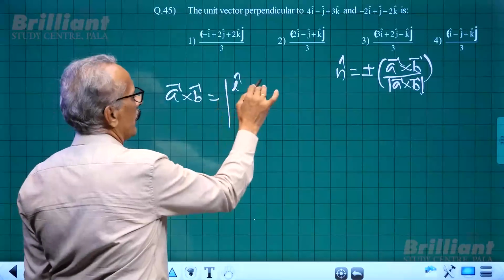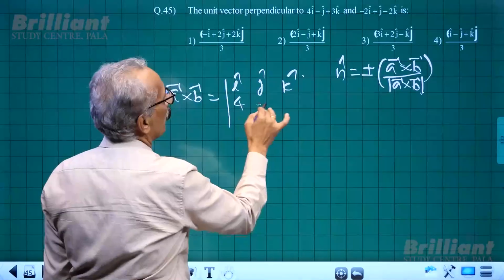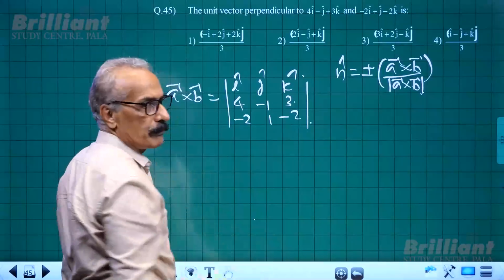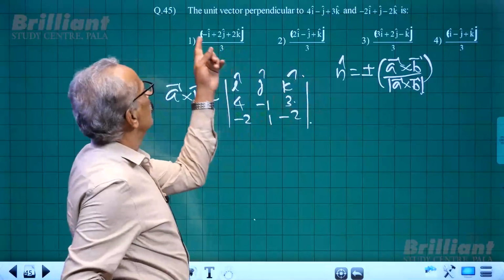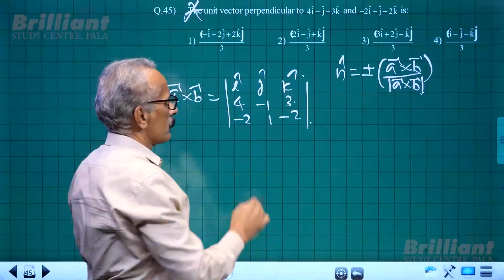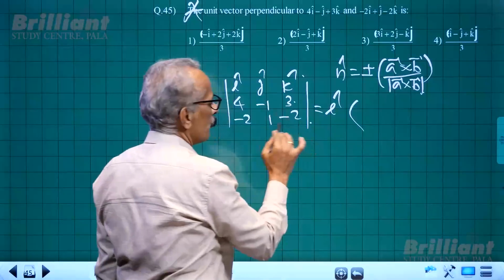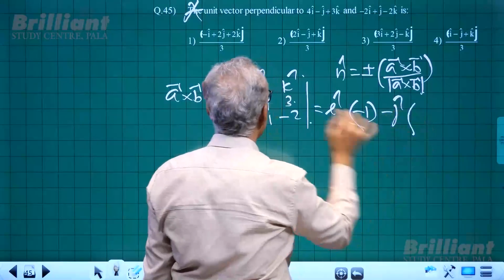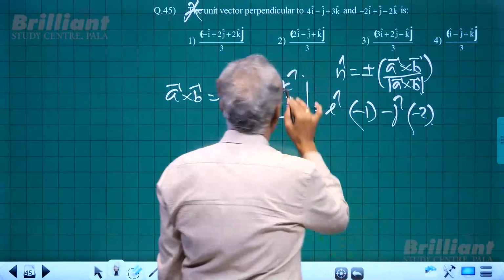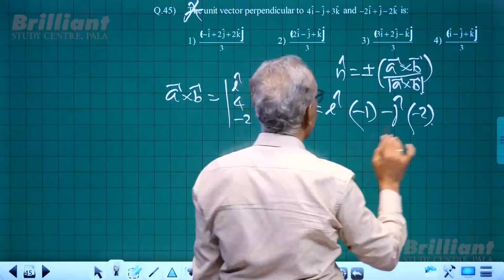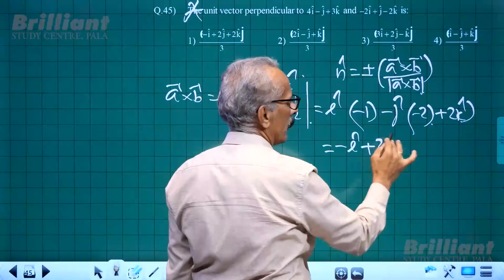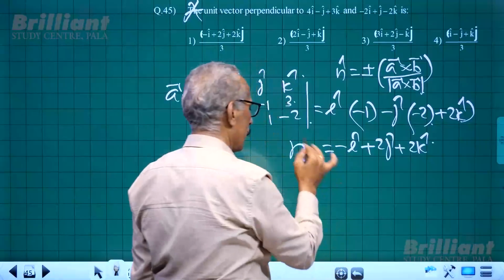That is determinant IJK, 4, minus 1, 3, minus 2, 1, minus 2. Please calculate A cross B. Any unit vector perpendicular to this can be this. So this is i into 2 minus 3, that is minus 1, minus j into minus 8 plus 6, that is minus 2, plus k into 4 minus 2, that is plus 2k. That is minus i plus 2j plus 2k. That is n only, not n cap.